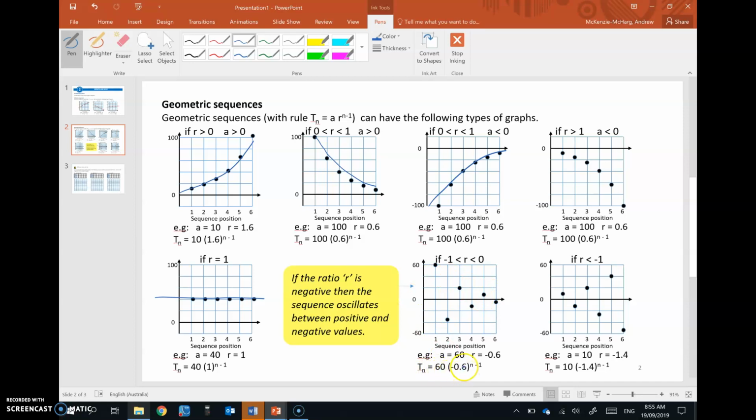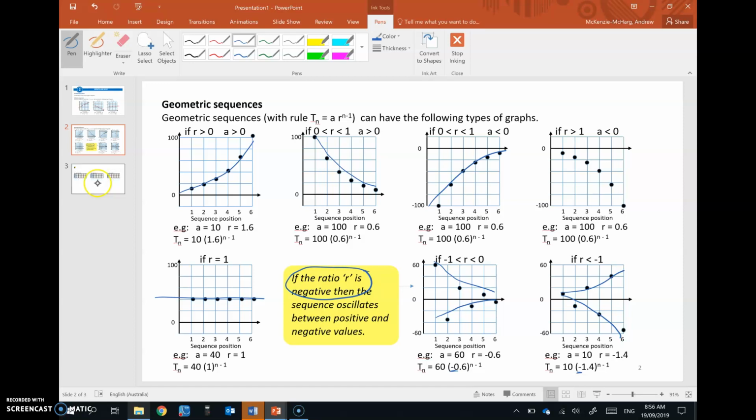These are sequences where the R value, or the ratio, is negative. We have these alternating sequences. Here this one is decaying, and this one here is growing, but they oscillate and form this shape. It's unusual because the data points oscillate between the positive and the negative.